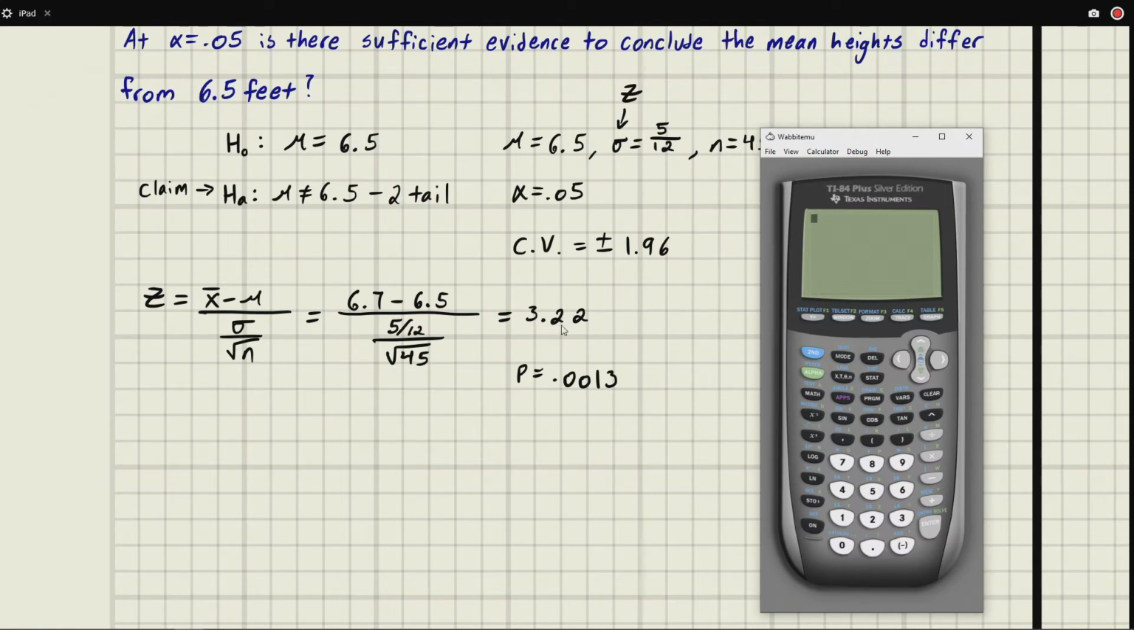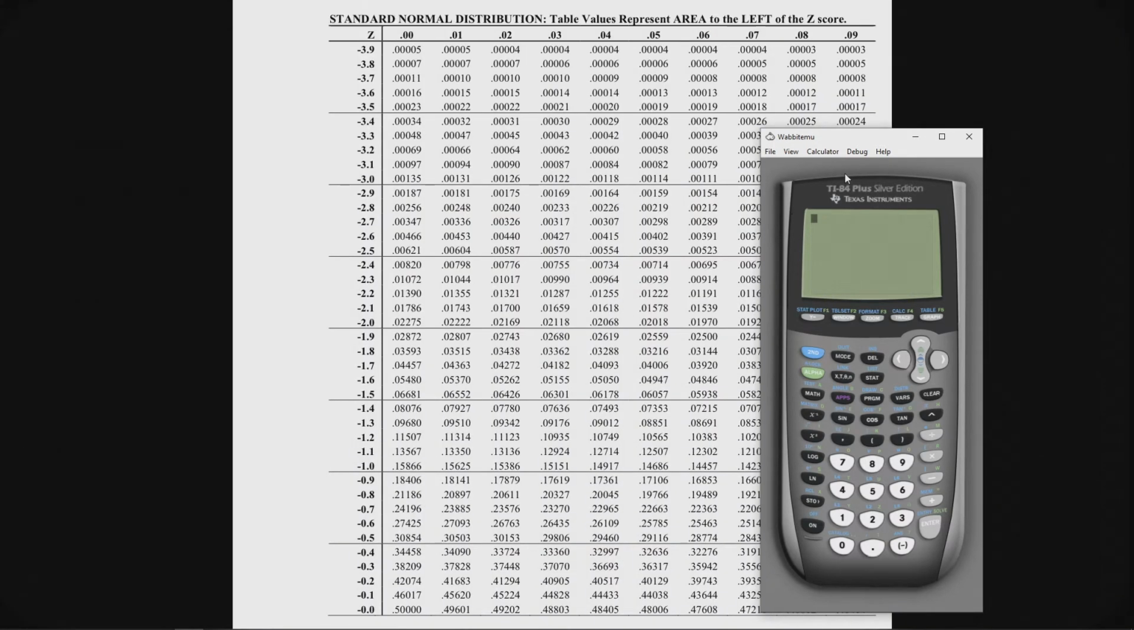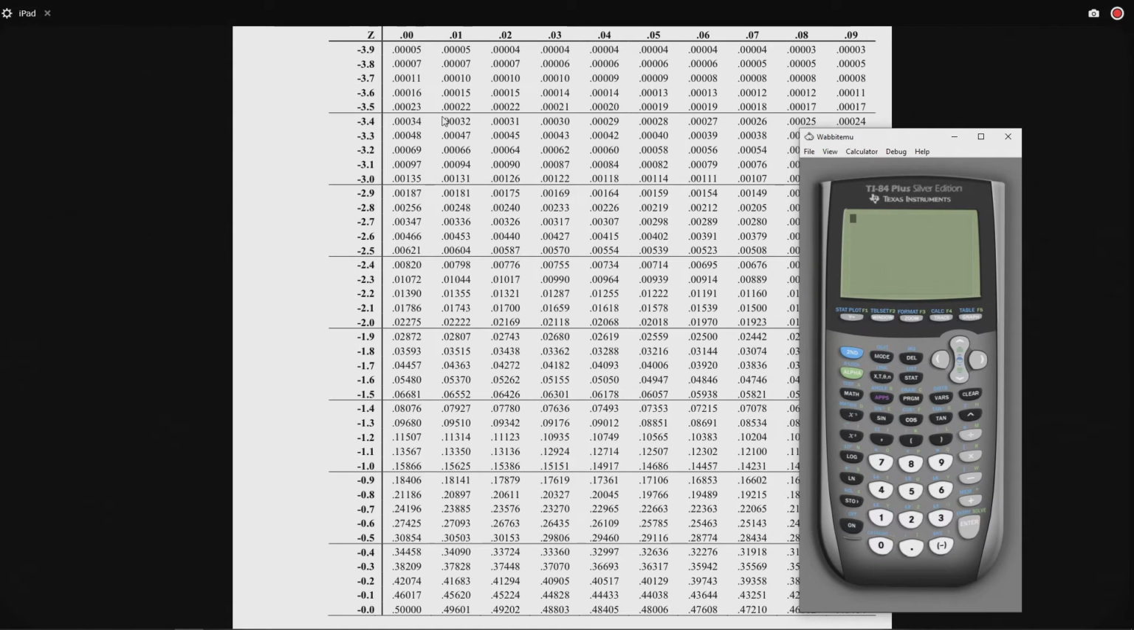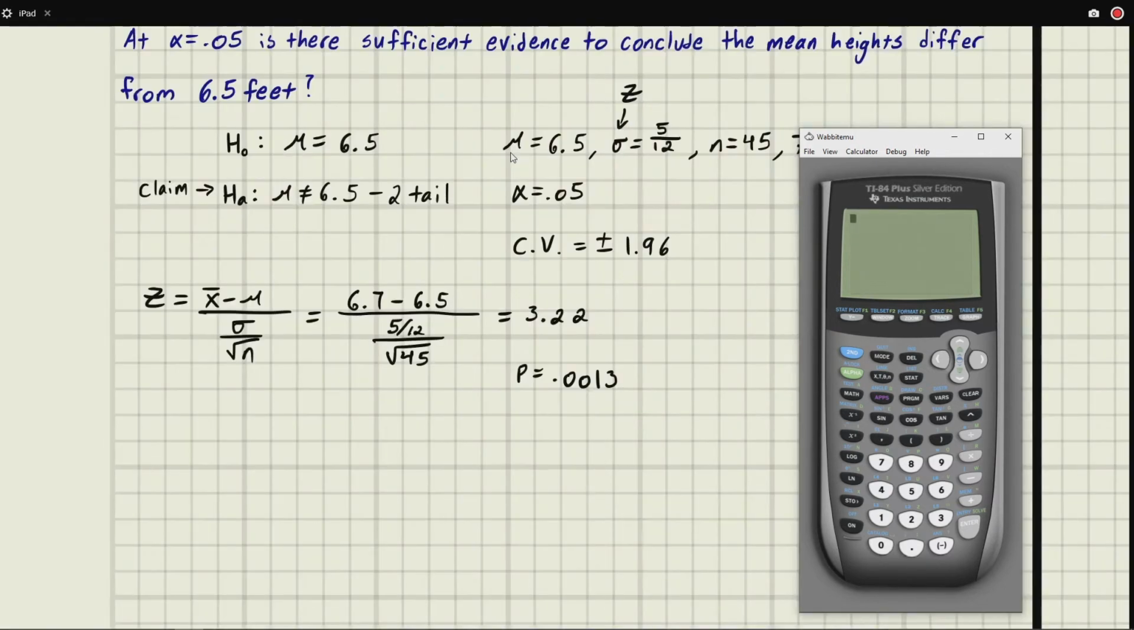So we're going to go ahead and look at 3.22 on the standard normal chart. And it's negative 3.22. So it's this value right here, 0.00064. So we're going to come back and write that down. We get 0.00064.